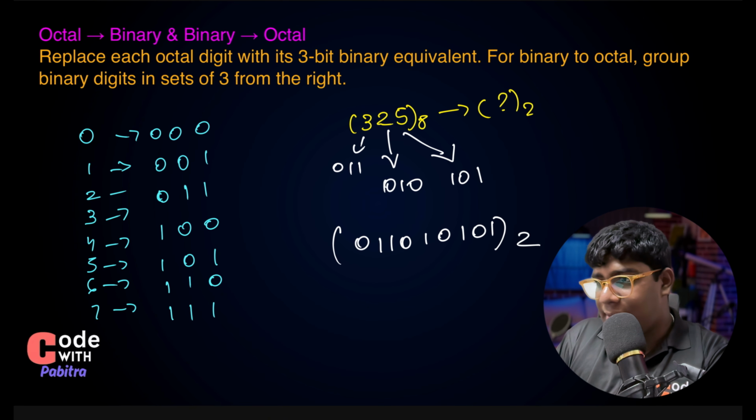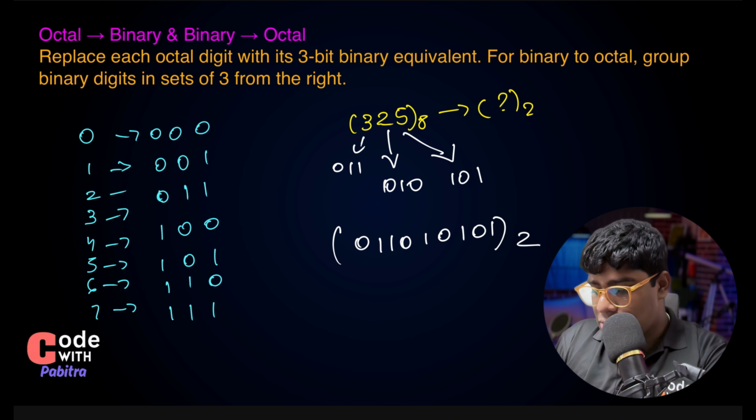Now, to convert binary to octal, the method is very simple. Start grouping the binary digits into sets of 3. Begin grouping from the right-hand side and convert each group into its octal equivalent.